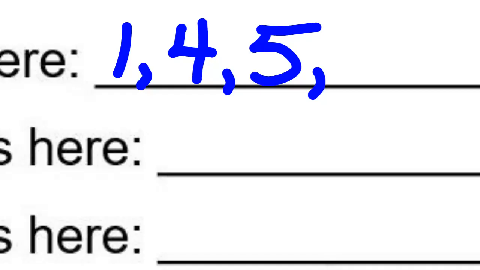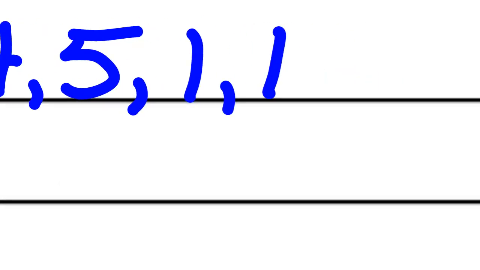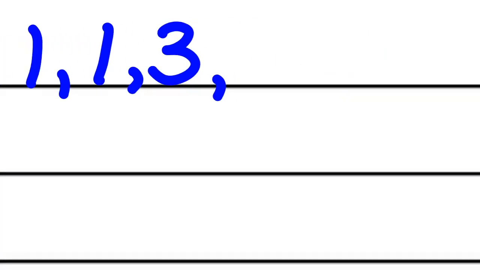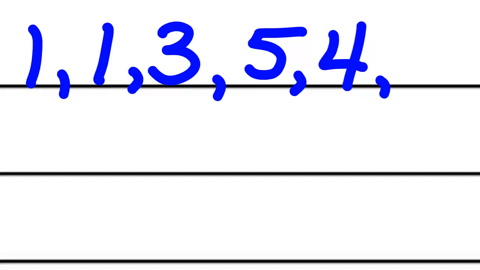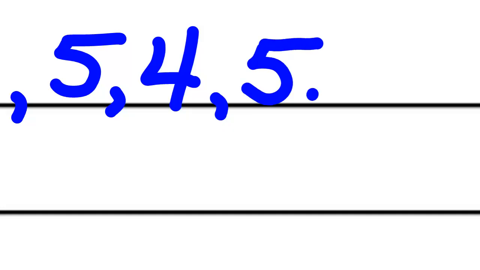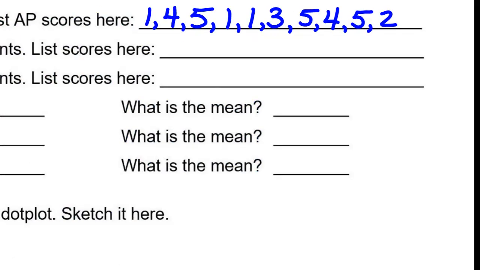94. That person got a 1. 2. That person also got a 1. 237. That person got a 3. 28. That person got a 5. 139. That person got a 4. 217. That person got a 5. 248. That person got a 2. And that's it. Okay, so I should have 10 numbers on there that range between 1 and 5 because we're just writing the scores down on the line.